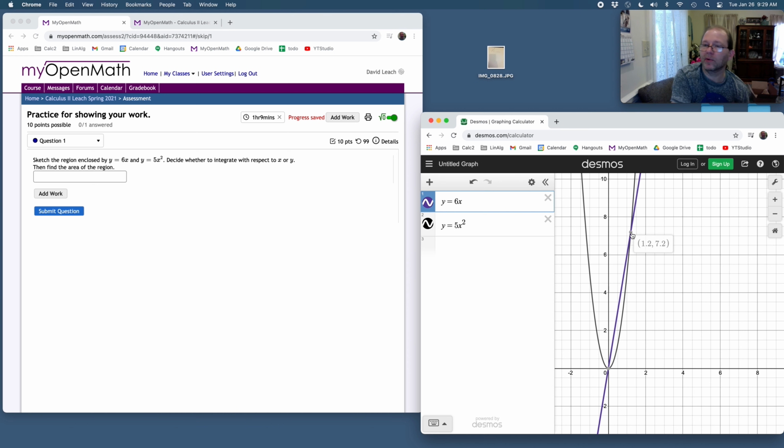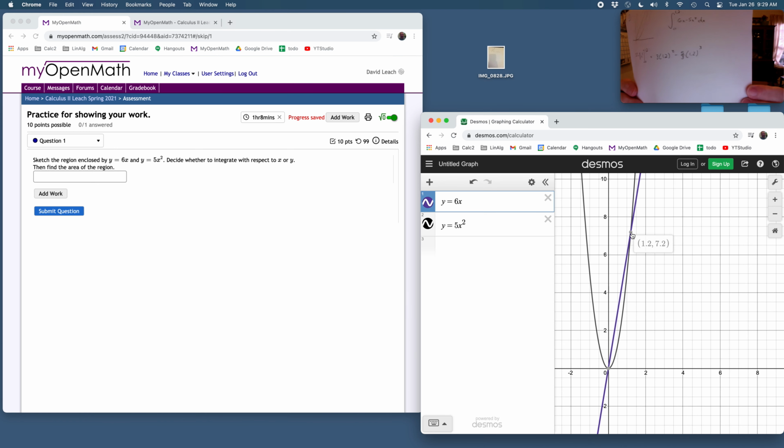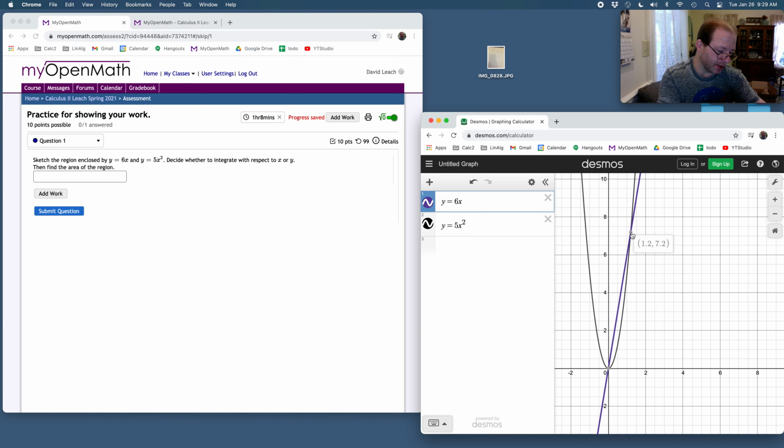I'm just working this out on paper down here. And so if I integrate that, I get 3x squared minus 5/3 x cubed from 0 to 1.2. So I'm actually showing my work here like this, and I'm going to just plug that into a calculator to get the answer. 3 times 1.2 squared minus 5/3 times 1.2 cubed. And my calculator tells me the answer is 36/25.